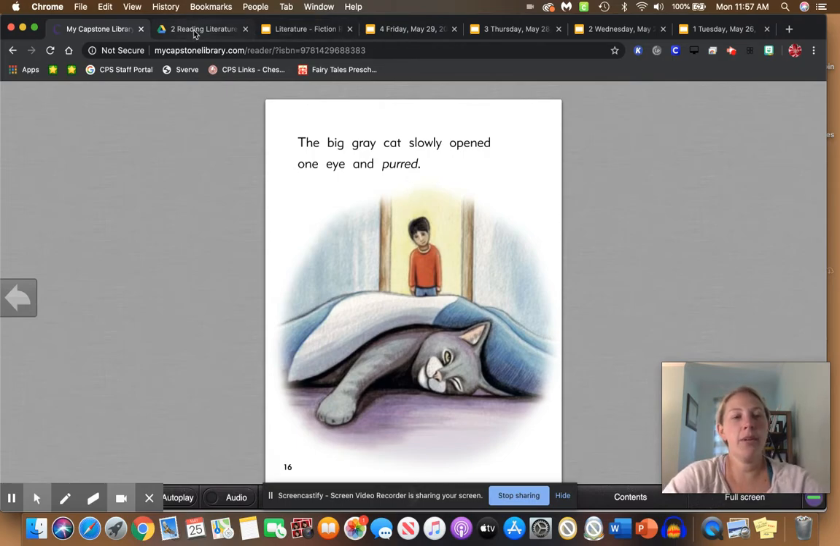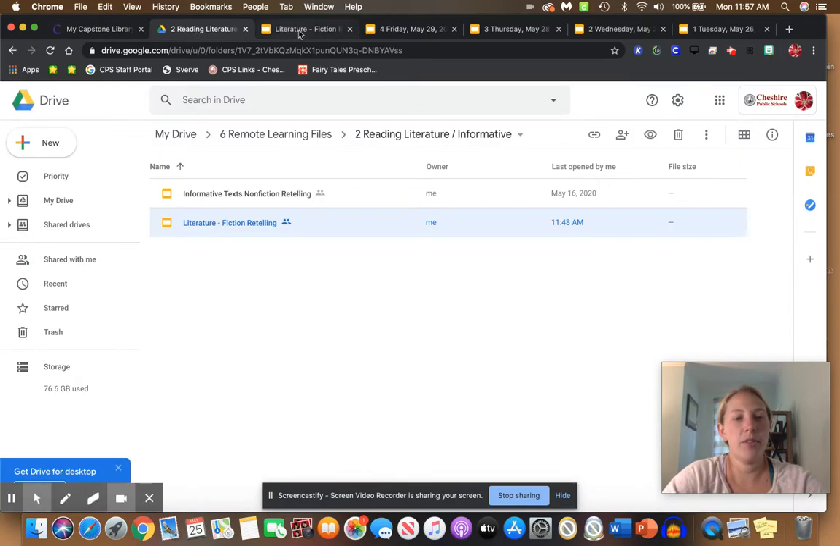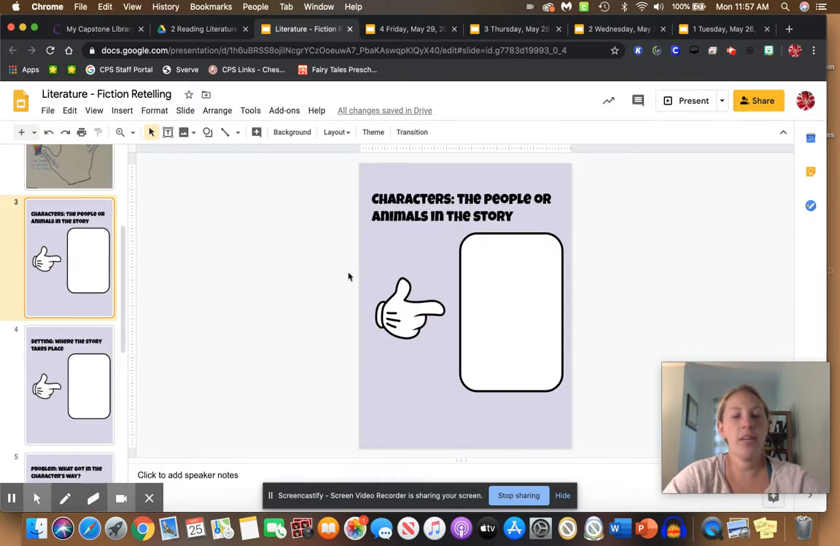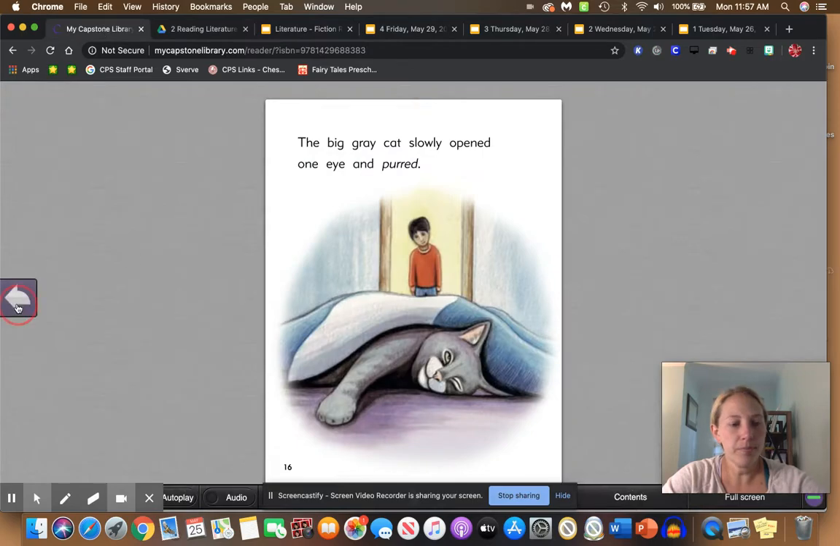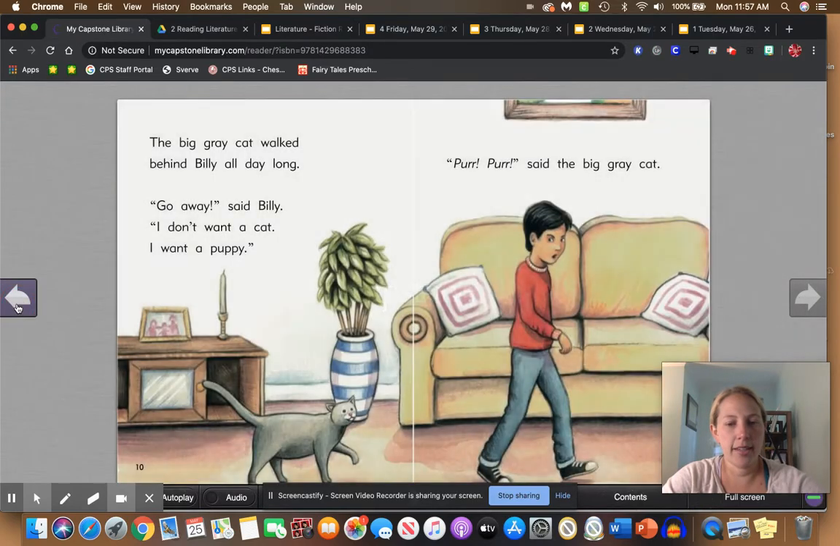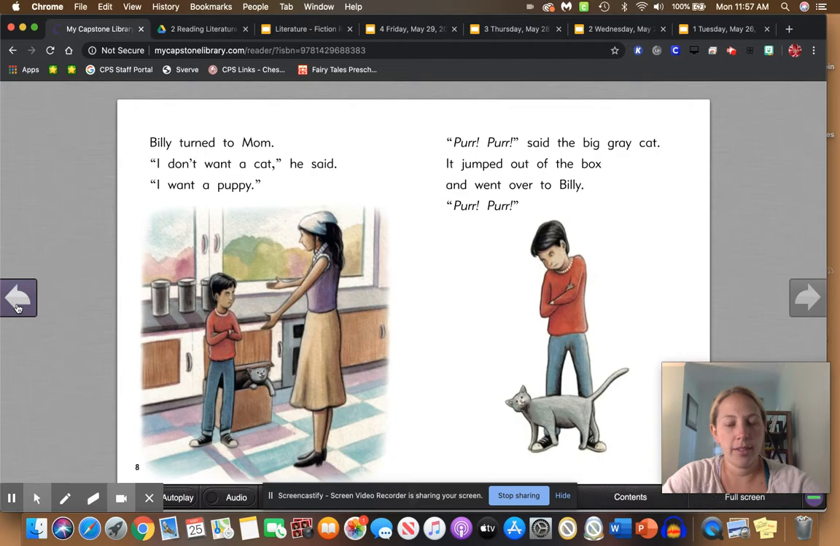So if we're thinking about the story, we need to think about the characters. And this is the part that you'll be filling in today. Who were the characters in the story? Let's go back and see if we can find. Oh, so we have Billy, Mom, and the big gray cat.